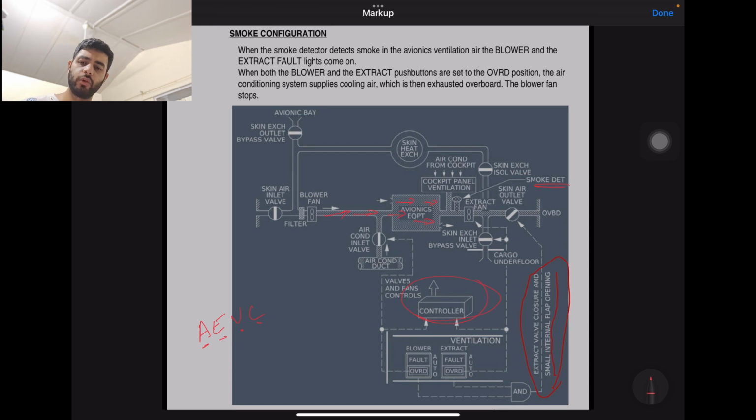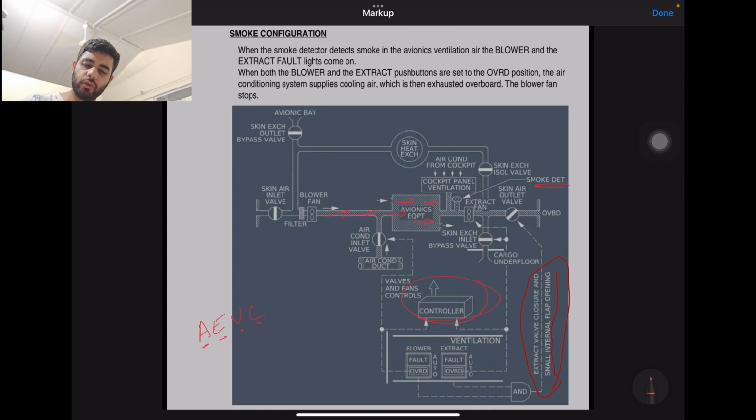So that's the only way you will realize whether there is smoke in your avionics, or you have an AEVC failure. Otherwise, the fault lights on the blower and extractor fan will both come. But in case you have smoke also, then the GEN 1 LINE SMOKE light on your EMER ELEC panel, you'll have that to press.